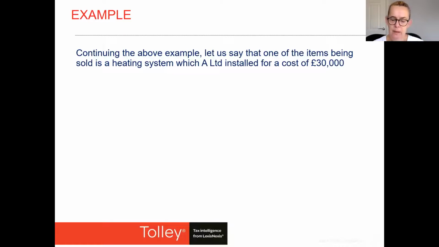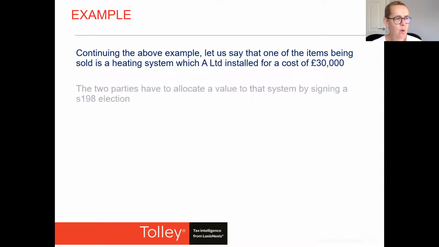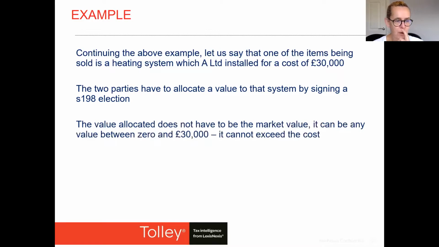So continuing the previous example that we looked at, let's just say that A Limited has installed a heating system whilst they have owned the property at a cost of £30,000. Now, the two parties, A and B Limited, have to apportion an amount by signing a Section 198 election. The value that you put on the Section 198 election can in fact be anywhere between 0 and 30,000. It cannot exceed the cost, but it can be any figure that is less than that.